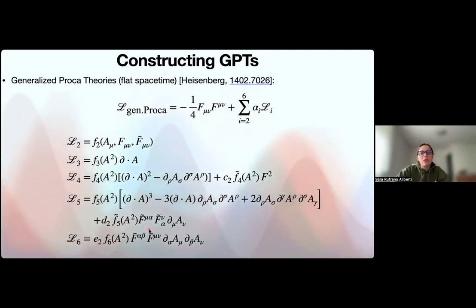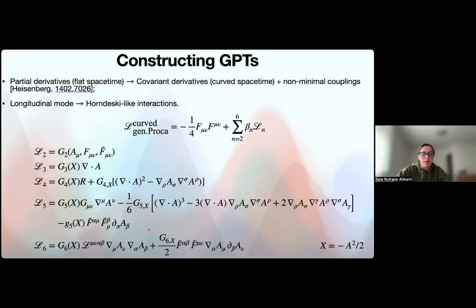Now, we're interested in what happens in curved spacetime. And in order to pass from flat spacetime to curved spacetime, not only do we have to replace partial derivatives with covariant ones, but in order to fulfill all the requirements for generalized Proca theories, we also need to add non-minimal couplings. And in particular, with this construction, the longitudinal mode is characterized by the Horndeski-like interactions.